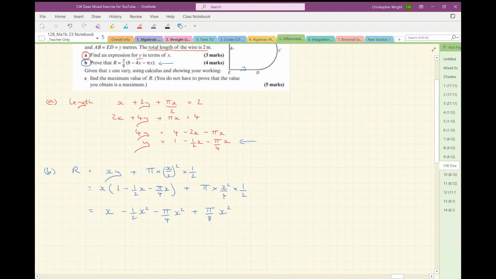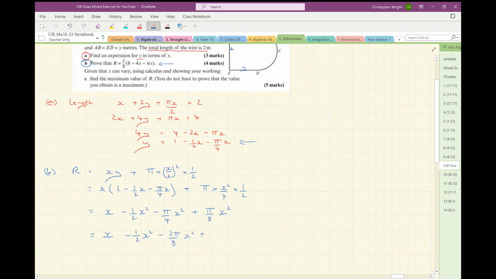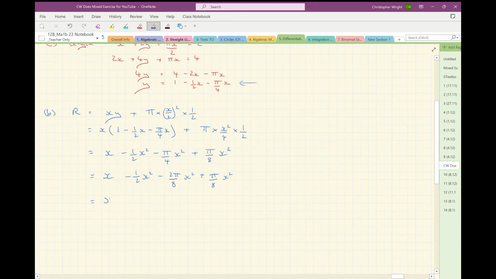Right. Now, I've got an x, and I've got some x squareds there. I'll keep that minus a half x squared there. Now I'm going to simplify this. I've got minus pi over 4 there and plus pi over 8. So I can write this as minus 2 pi over 8 x squared plus pi over 8 x squared. So that's going to be x minus a half x squared minus pi over 8 x squared.